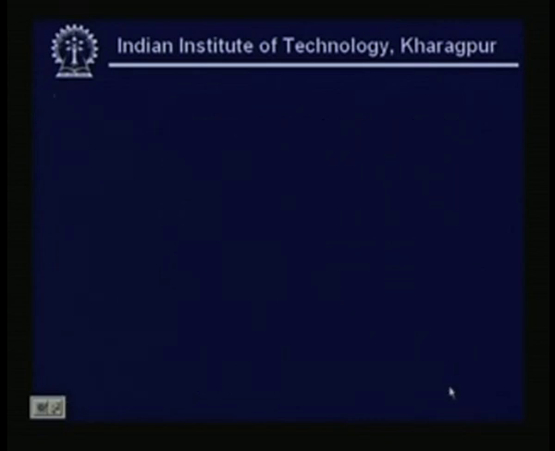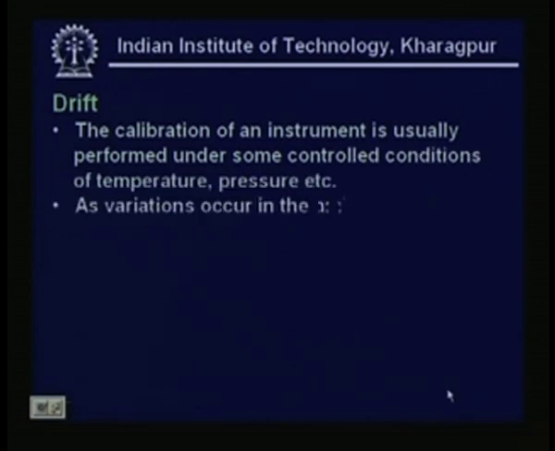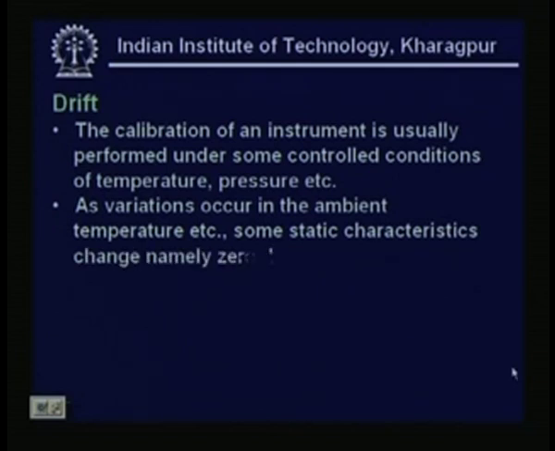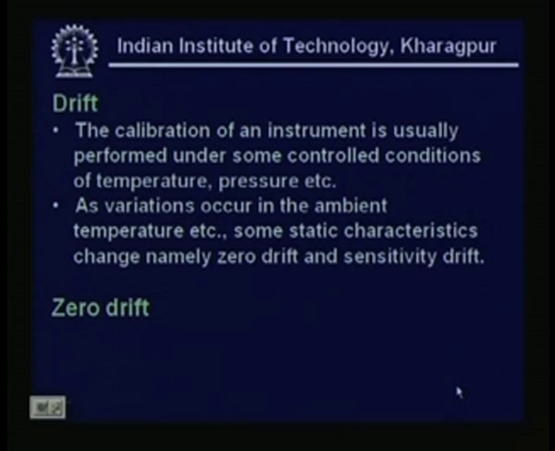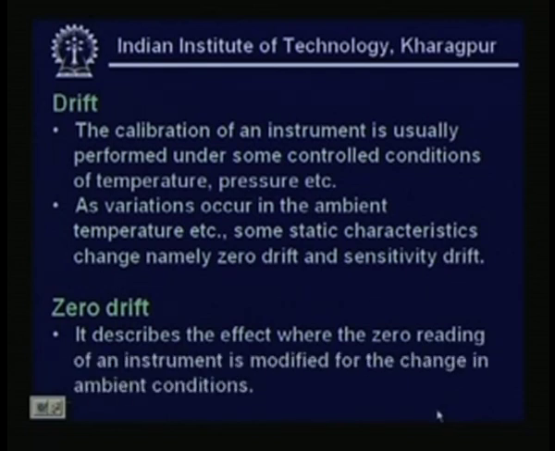Drift: the calibration of an instrument is usually performed under controlled conditions of temperature and pressure, but we do not always have controlled conditions. So, there will be drift in the measurements. As variation occurs in the ambient temperature, etc., some static characteristics change, namely zero drift and sensitivity. The zero of the instrument may change. Zero drift describes the effect where the zero reading of an instrument is modified by a change in ambient conditions.